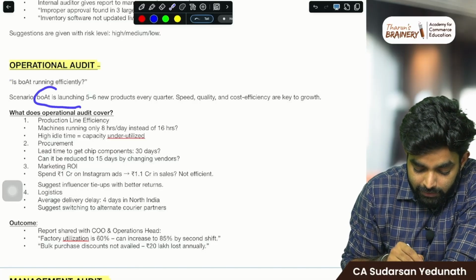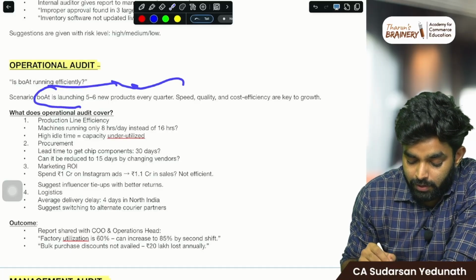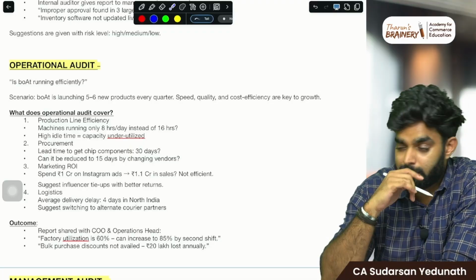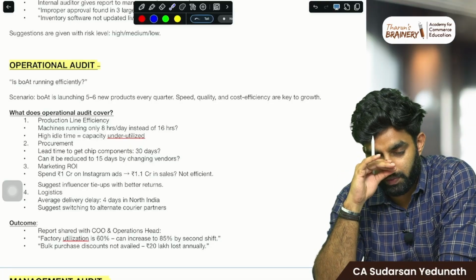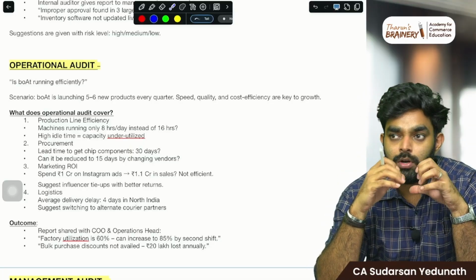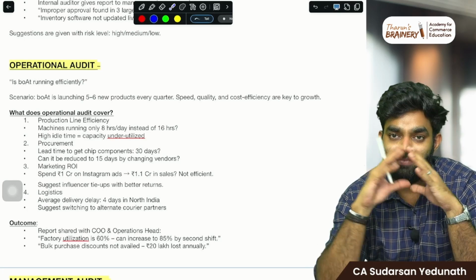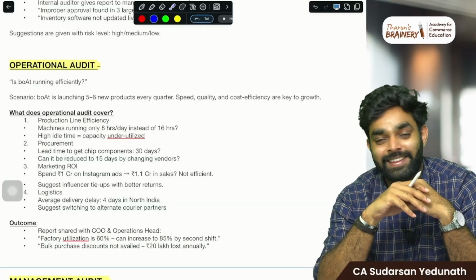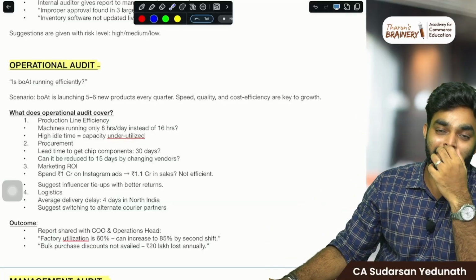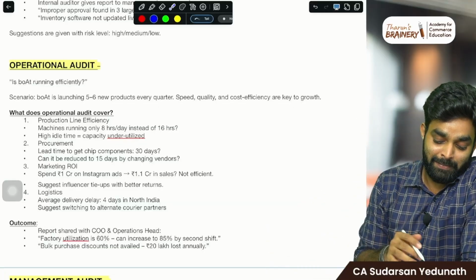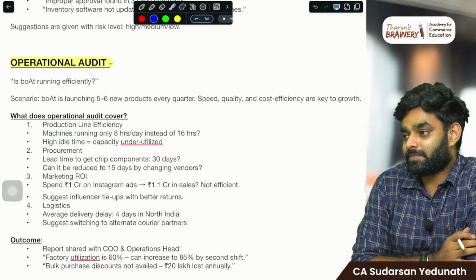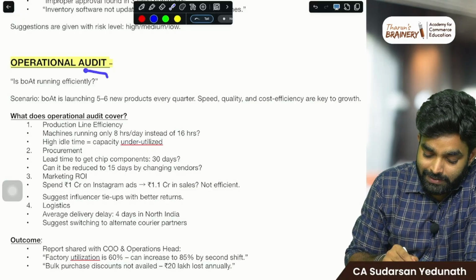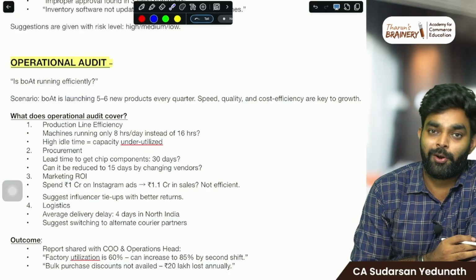Scenario: Boat is launching 5 to 6 new products every quarter. Speed, quality, and cost efficiency are key to growth. I told you Boat is manufacturing in India. With the Chinese imported products, that is a different case, but basically manufacturing is happening in India. I don't know how it is actually done there. So how is it actually done? Is it done in an efficient manner or not?